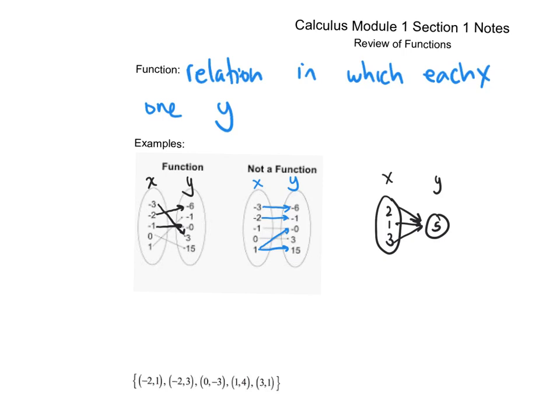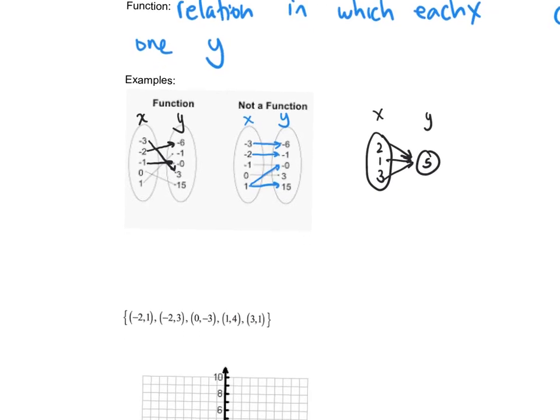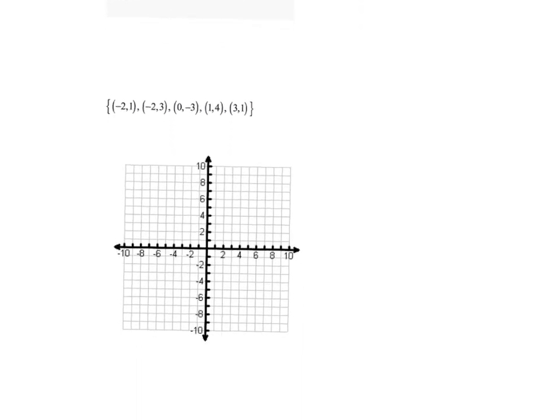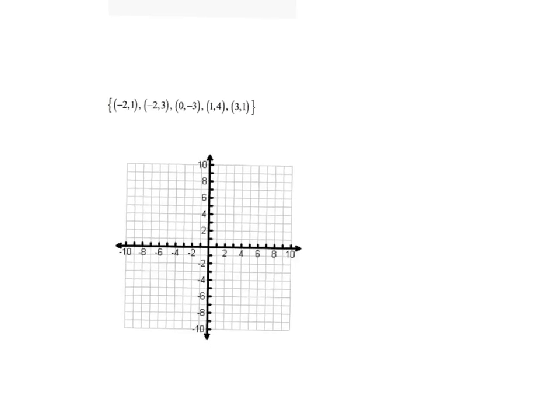Let's look at this other example. This is a relation where we have some ordered pairs. In this case, I have 5 ordered pairs. I can plot them if I want. Negative 2, 1 is right here. Negative 2, 3 is right here. 0, negative 3 is right here. 1, 4 would be here. And 3, 1 would be here.